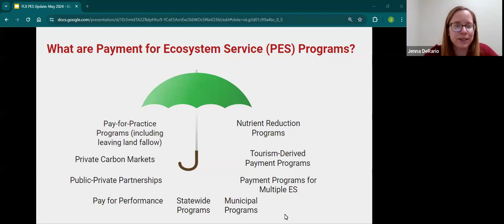And how payments are sourced from different funders and how they are distributed varies widely across each of the programs. Generally, we see that these programs intend to compensate farmers for ecosystem services such as carbon sequestration in soils or trees on farms, things like flood mitigation benefits, improved water quality, such as reductions in phosphorus and nitrogen off fields. And historically, they were much more focused on a pay-for-practice approach. So paying farmers to implement a specific practice on their farm, or even to leave their land fallow.